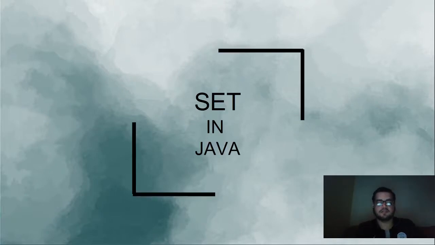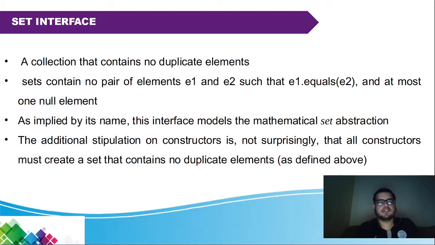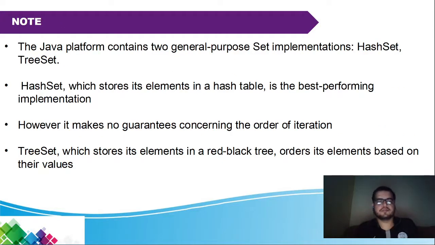Now sir, the first implementation has been finished, array list has been explained. Now the second thing I'm going to explain is sets in Java. So basically a set is a collection that contains no duplicate elements. A set contains no pair of elements E1 and E2 such that E1.equals(E2), and at most one null element. As implied by its name, this interface models the mathematical set abstraction. The Java platform contains two general purpose set implementations, HashSet and TreeSet. In this presentation, I am going to explain HashSet.